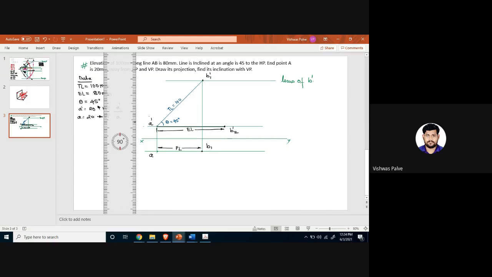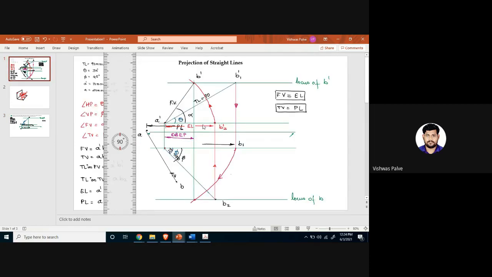Then how do we get the elevation length? How exactly do we get the elevation length? Sir, by extending B2 vertically. Yes, but there is one more thing: our front view length is always equal to elevation length, which we have seen.